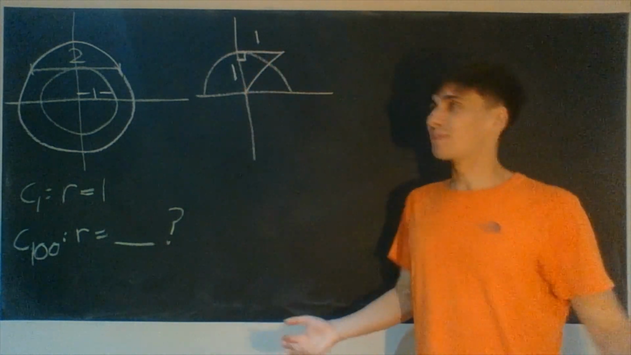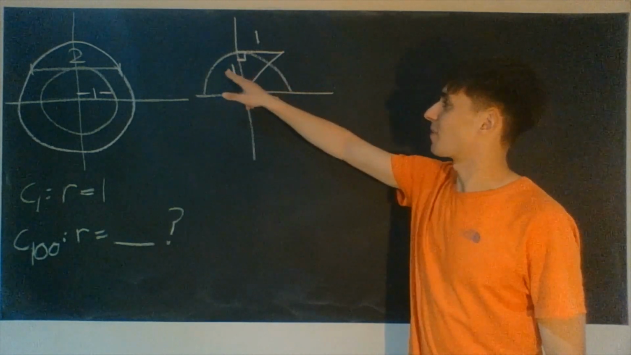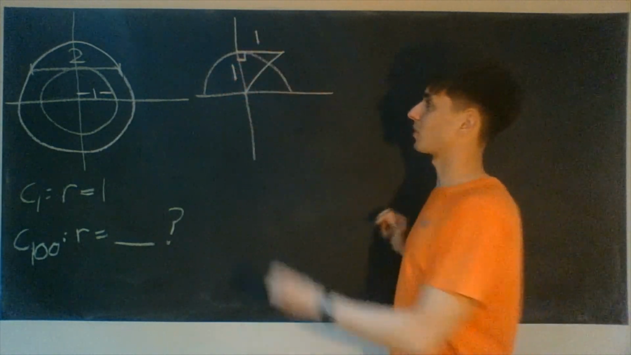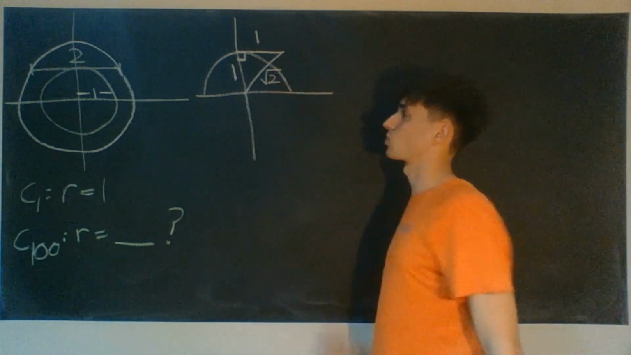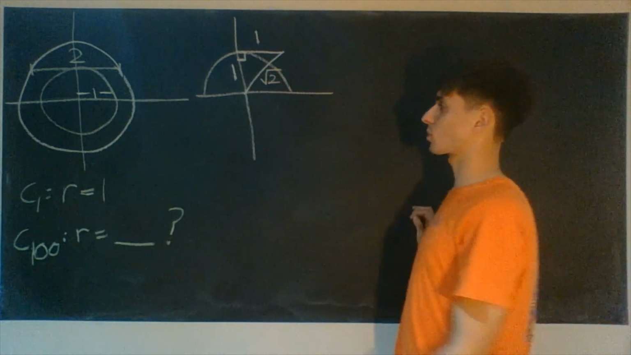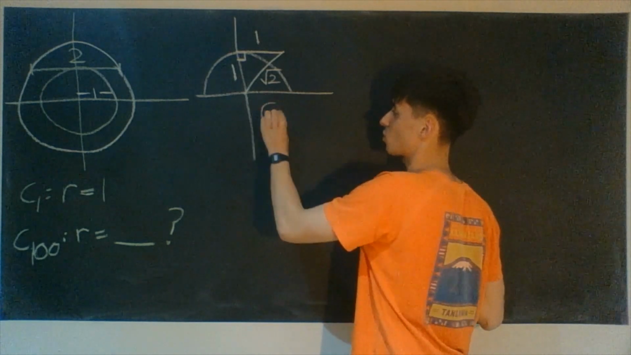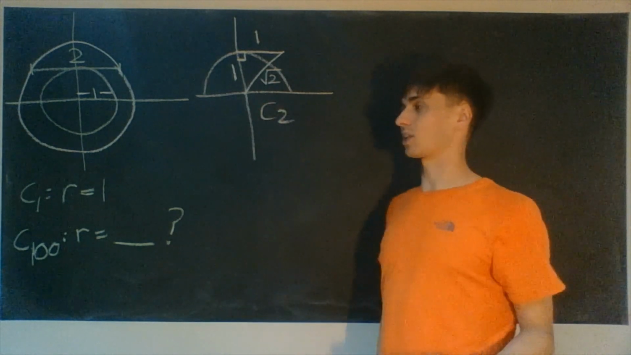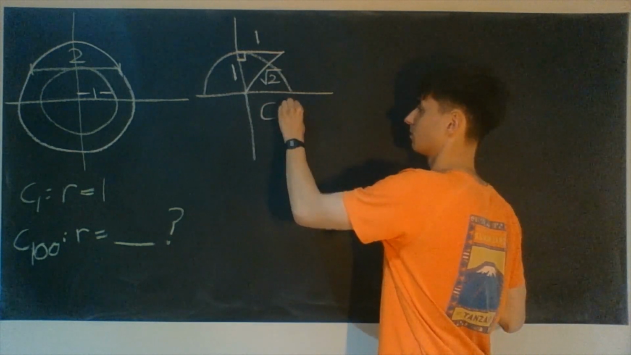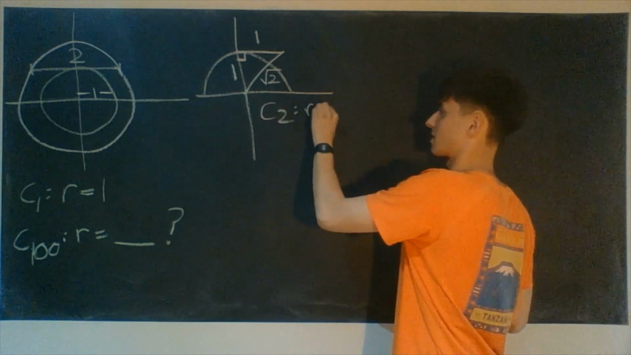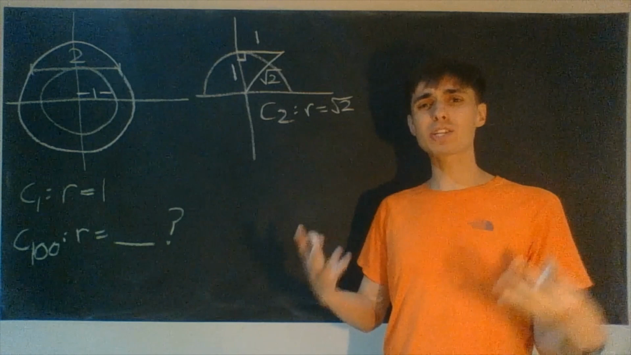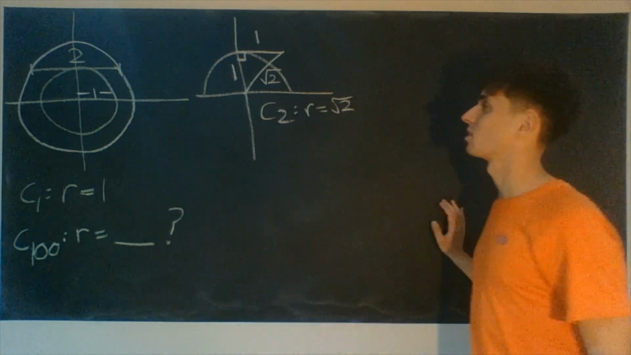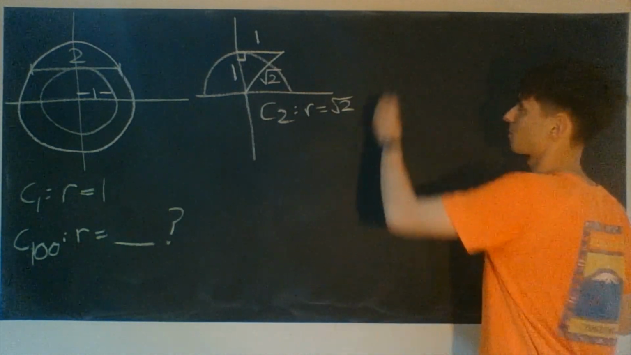This is a very famous triangle, and obviously by Pythagoras' theorem, 1 and 1, this side has got to be square root of 2. So what we've got is, for C2, or the second circle in our pattern, the radius has to equal the square root of 2. Now let's try and repeat then for the next circle in this pattern.